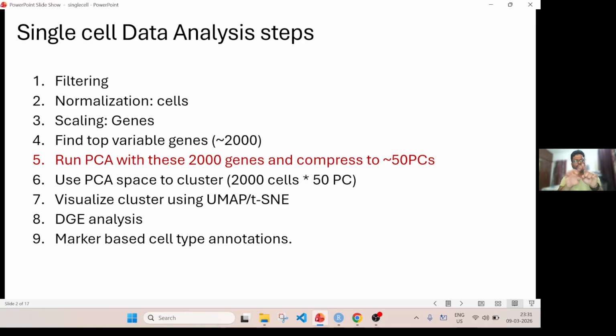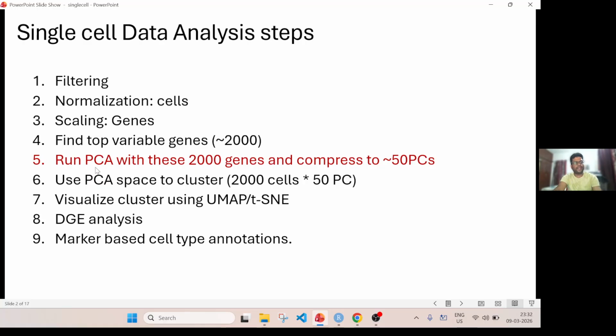Next, instead of focusing on all the 20,000 genes, which will be very huge, we focus only on the top variable genes, because those genes which are not variable are not important for clustering. So we ignore them. Usually 2000 genes are enough for single cell data, so that's where we find the top variable genes. Now the next step is the PCA.